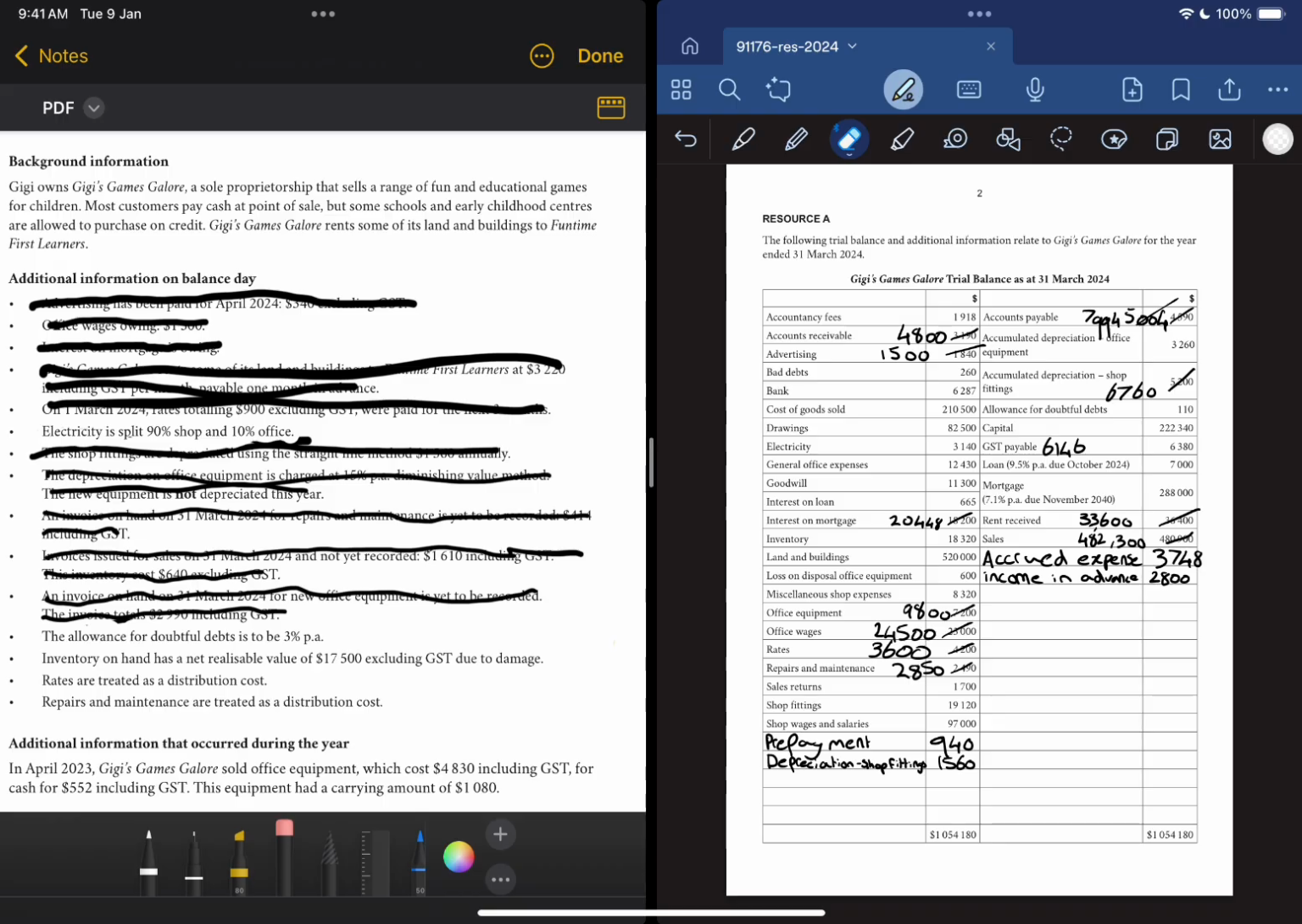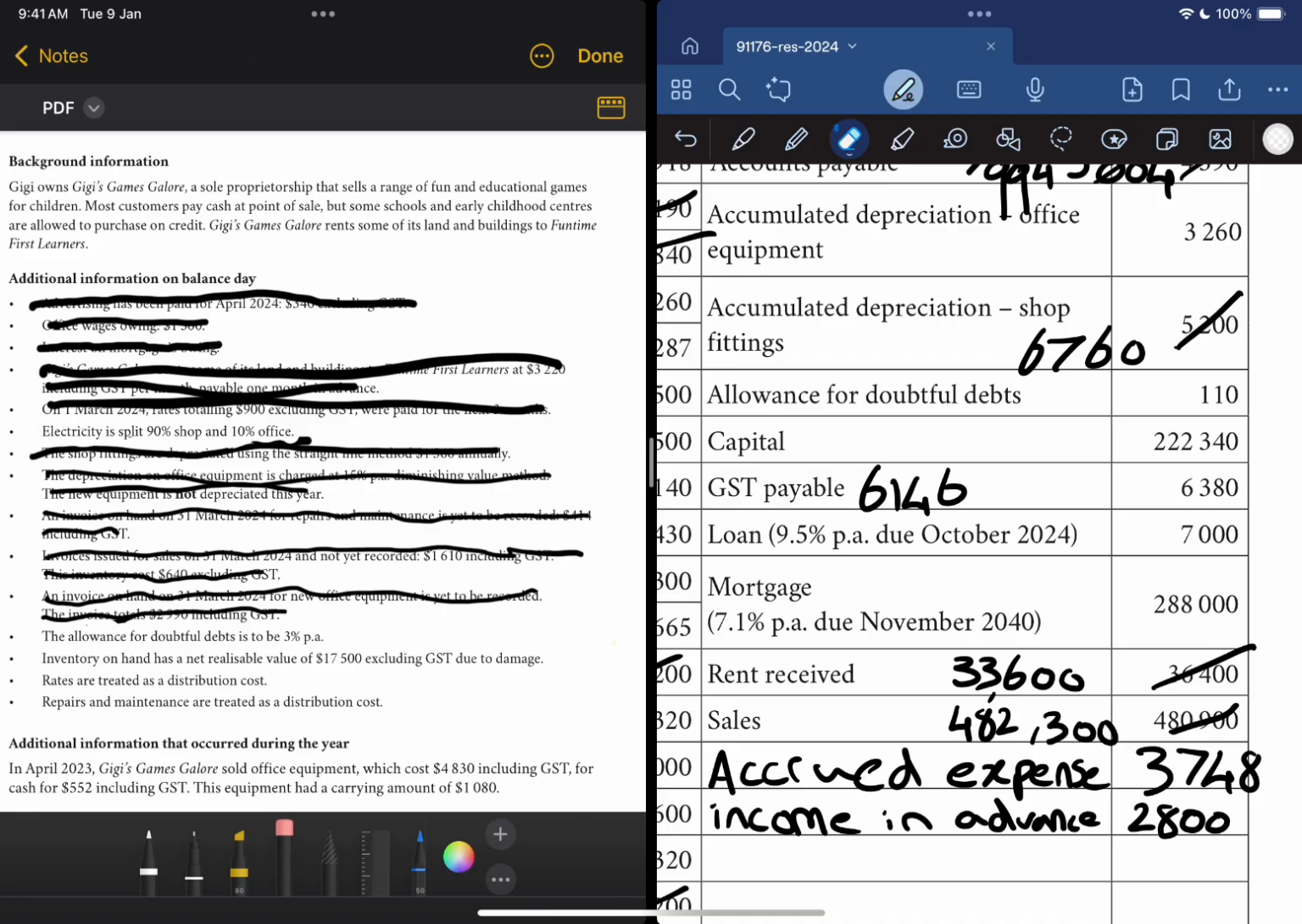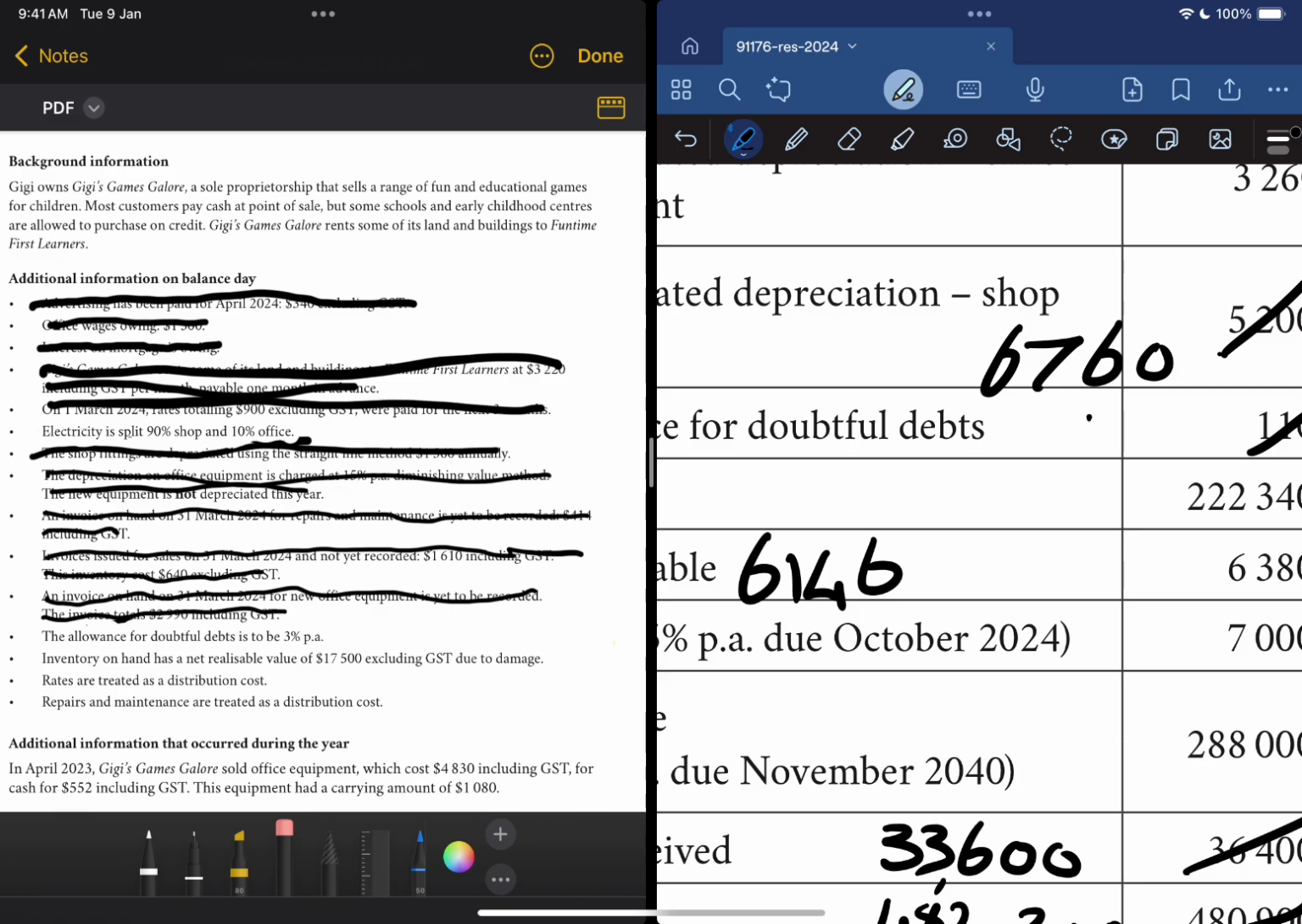So in terms of calculating it, we need to start off by finding out what 3% of accounts receivable is, okay? So to do that, we just go 4,800 times by 0.03, okay? And that's going to give us 144, okay? So starting off with, guys, we're just going to have to now go in and change allowance for doubtful debts to 144, okay? So our new allowance is going to be 144.